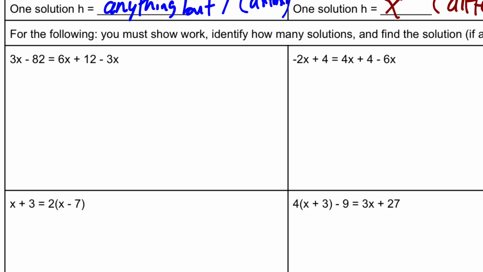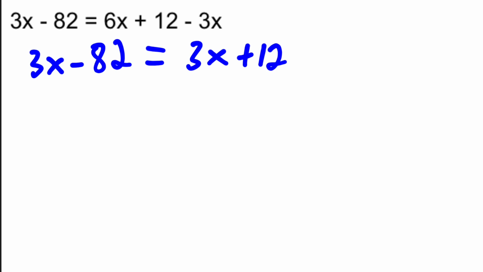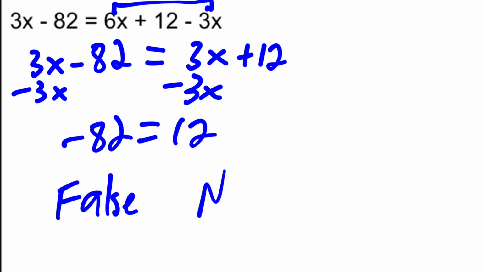This next section you have to show your work, and if there's one solution, you have to find it. So we always combine like terms first. Here on the right, 6x and 3x go together. If we start to solve this, and I recommend starting with the letters first, you get this, which is a false statement. And that means there are no possible solutions.